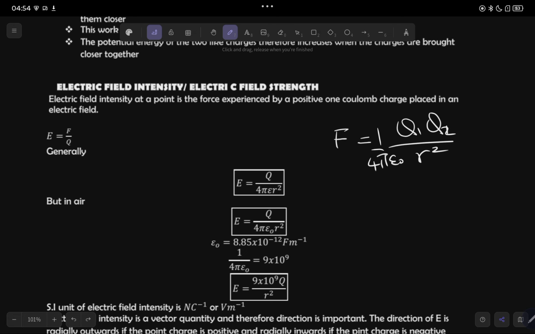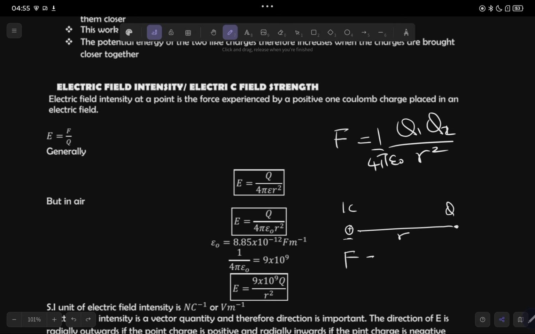Now, here we are dealing with the 2 point charges. But here they are saying it is the force per unit charge, which means one of the two charges can be taken to be a positive 1 coulomb. So if I put here a positive 1 coulomb of charge, and I put here a charge Q, the force this charge will experience is the electric field intensity at that point where it is placed.